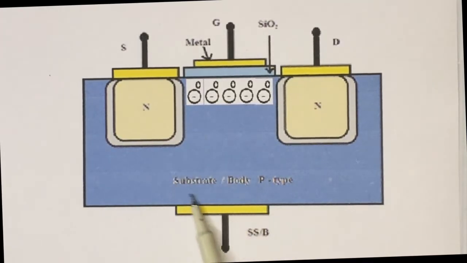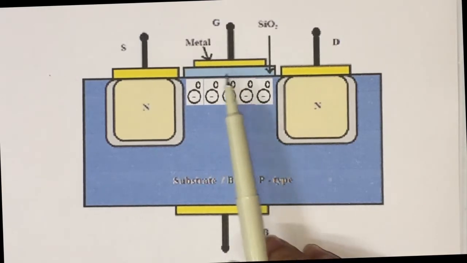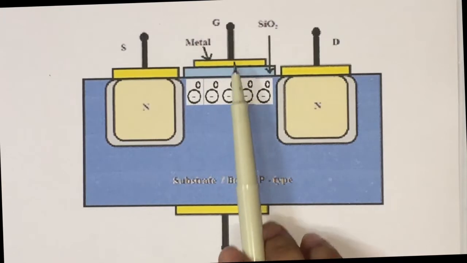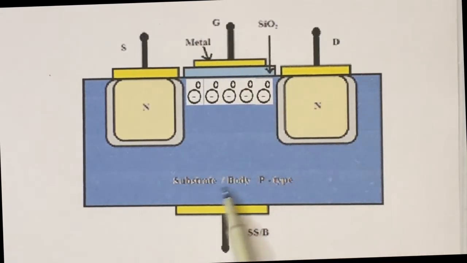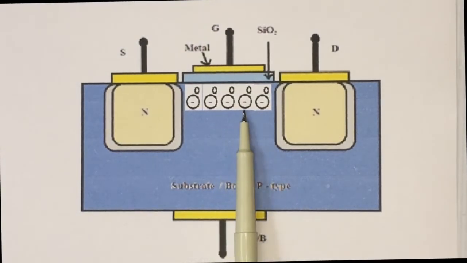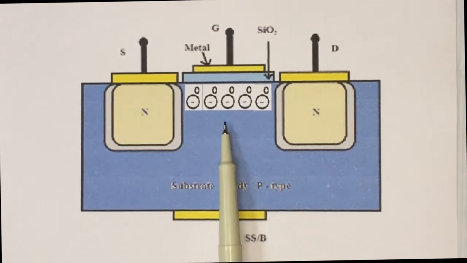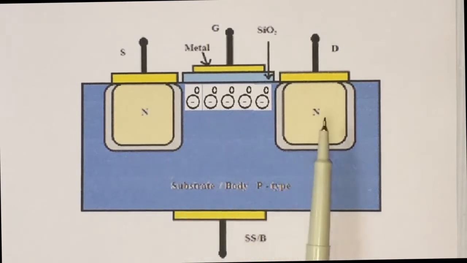So the electrons present here move upwards near the metal plate connected to the gate, and the holes are pushed down towards the substrate terminal. As we understood, a large number of electrons accumulate in this region, so this region becomes negative and a connection between the two n-type regions comes into existence.